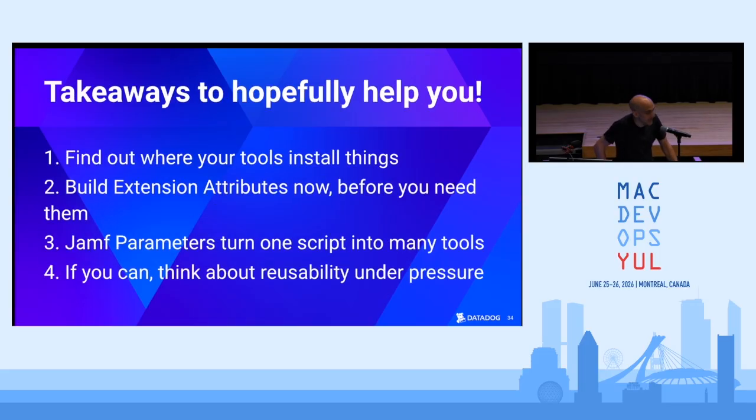And just some takeaways to hopefully help you, because it helped me. Knowing where your tools install things. I was new to a lot of this stuff, these IDE extensions, homebrew packages, things like that. Just knowing where those are is half the battle. And then the other half of that battle is then build extension attributes before you need them. It was nice that there was already the VS Code one in there for me, but I still had to make 2 others and keep remediating. But this got me thinking a little bit more about these kind of alternative paths.